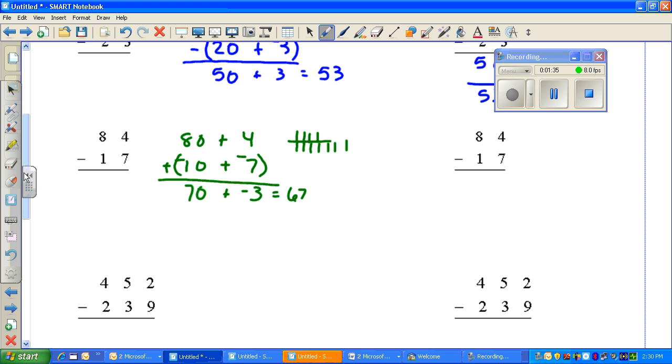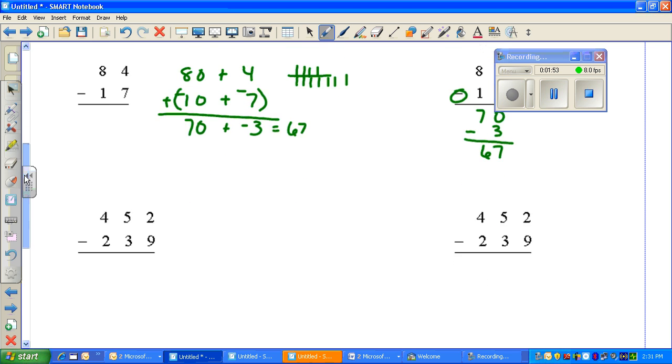Doing the partial differences, starting in our tens column. Again, I have 4 piles, 7 wholes. 7 wholes leaves me with 3 wholes, and 70 take away 3 is 67. So again, you'll see that the two results match up.